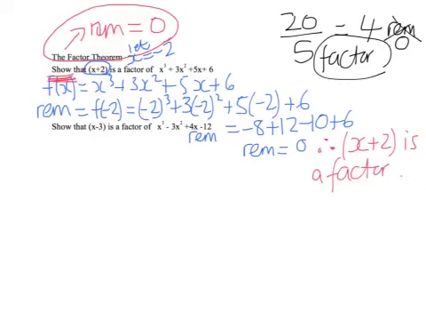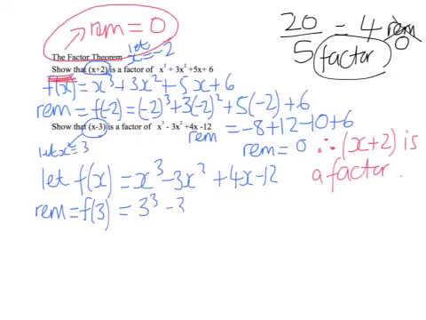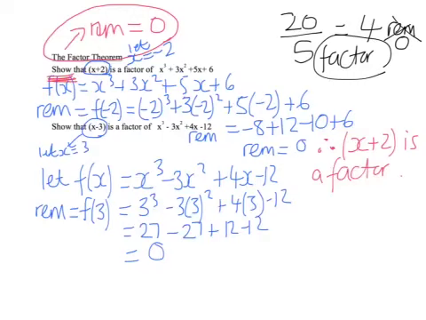Right, show that x minus 3 is a factor. So first thing we do is we write out f of x, don't need to write the word let, f of x equals x cubed minus 3x squared plus 4x minus 12. Okay, we're going to find the remainder. So we're going to let x equal 3, but we're going to write it f of 3. Okay, 3 cubed minus 3 lots of 3 squared plus 4 lots of 3 minus 12. Let's work that out. 27, 3 squared is 9, 3 times 9 is 27, plus 12 minus 12, and we can see it's 0. And we're not going to lose a mark because we're going to write, therefore, x minus 3 is a factor.